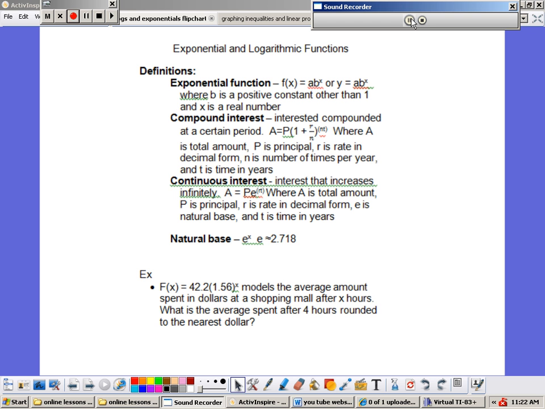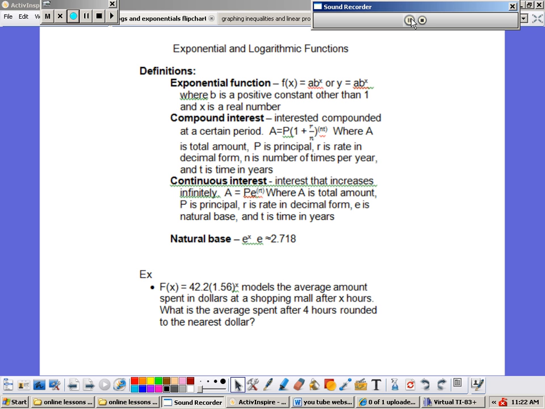Compound interest. We're going to be talking about compound interest, which is a form of exponential function. The formula for this is on your formula sheet, but you need to know what the letters stand for. A equals P times the quantity of 1 plus r over n, and the quantity raised to the nt, where A is the total amount of the loan, including the interest.